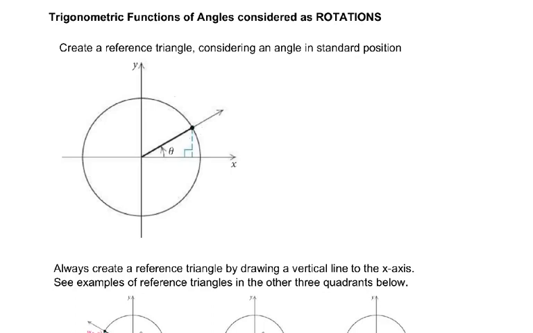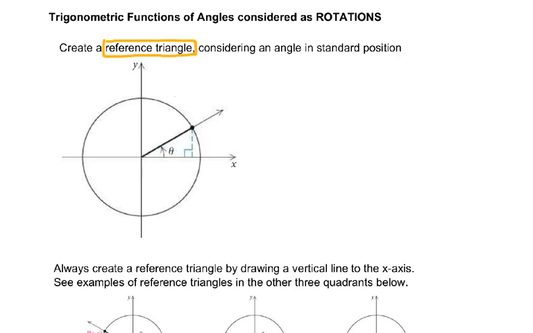Hello. Now we're going to continue talking about trigonometric functions of angles considered as rotations. And we're going to start to touch on this concept of a reference triangle. Okay, so you can see we have an angle rotation here. We have a positive angle rotation rising up in the counterclockwise direction off my positive x-axis. And we have a terminal side.